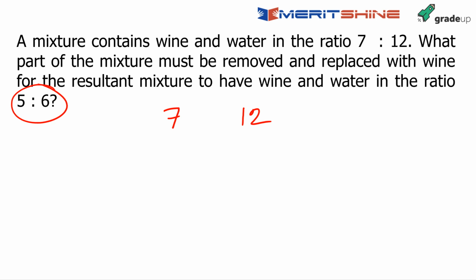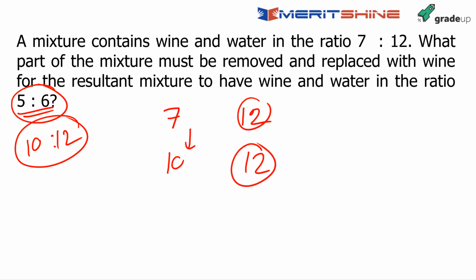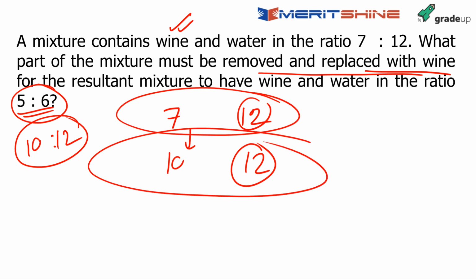What you need to realize here quickly is that 5 is to 6 is nothing but 10 is to 12. Fine, this is the number, this 10 is to 12. So it's like this, you have to go from here to here. This 12 I kept constant because I'm just adding wine to it, no water. That is what is given, removed and replaced with wine. So now this is exactly the same as the last question.